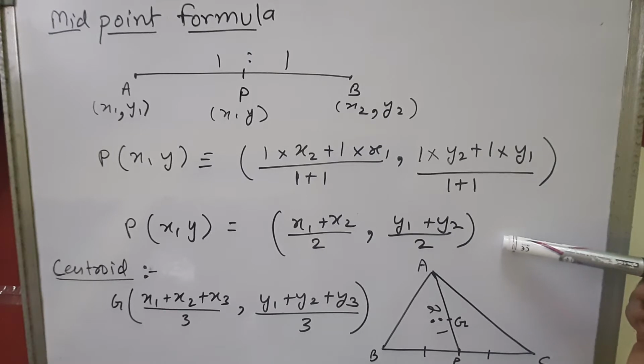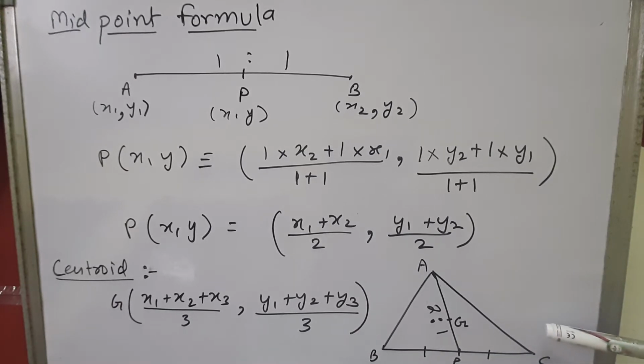So for finding the midpoint directly we can use this: if A is x1, y1 and B is x2, y2, then the coordinates of the midpoint will be x1 plus x2 upon 2 comma y1 plus y2 upon 2. Alright, same as if we have to find the centroid.